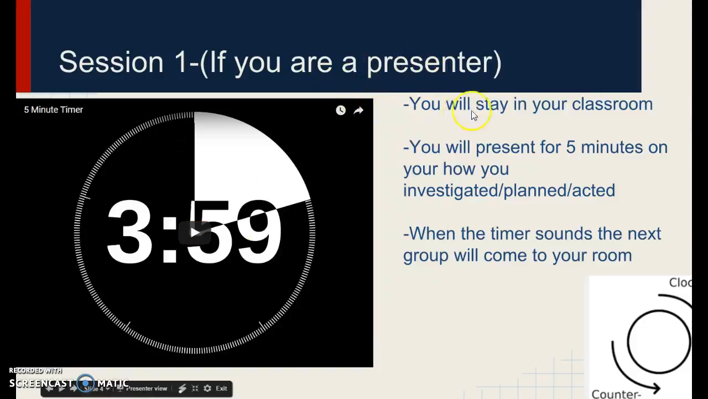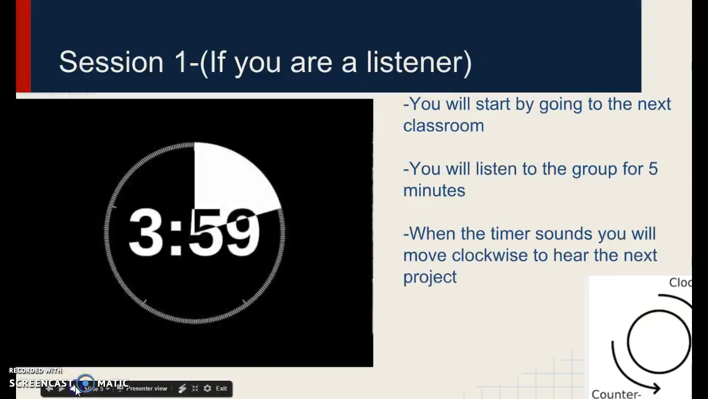So if you're a presenter, you're going to stay in the room. You'll present for 5 minutes on how your group investigated, planned, and took action. You'll use this timer to keep yourself on track. When the timer sounds, the next group will come into your room, and you'll do the presentation again. So you'll do your presentation 4 times as a presenter, and then if you were a presenter in the first half, the second half you'll be a listener.